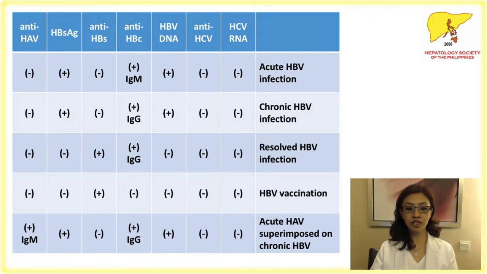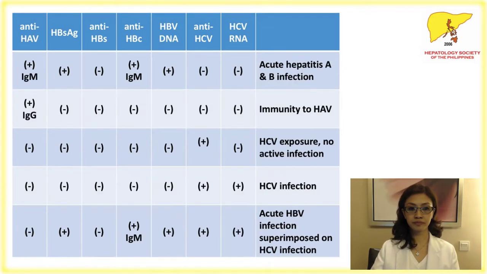Now, in the last number for this slide, we have positive anti-HAV of the IgM type, meaning acute hepatitis A infection, on top of a chronic hepatitis B infection signified by positive HBsAg and anti-HBc IgG type. Next, we have acute hepatitis A infection, like in the previous slide, but also acute hepatitis B infection, signified by positive HBsAg and positive anti-HBc of the IgM type.